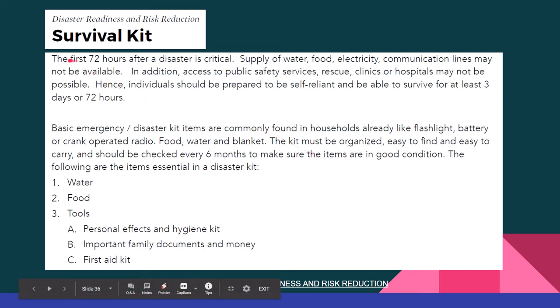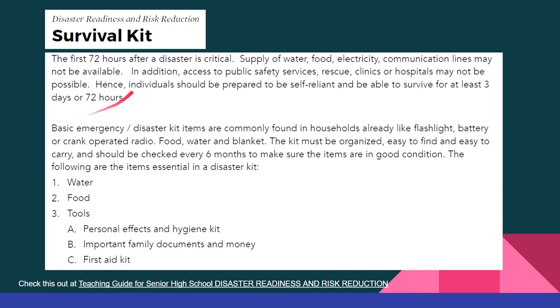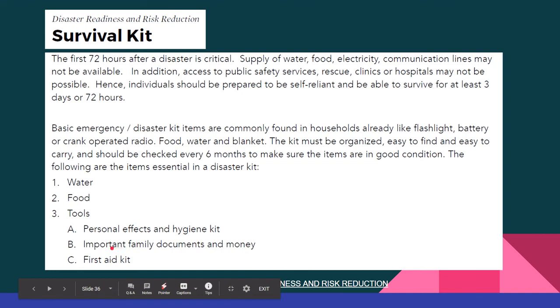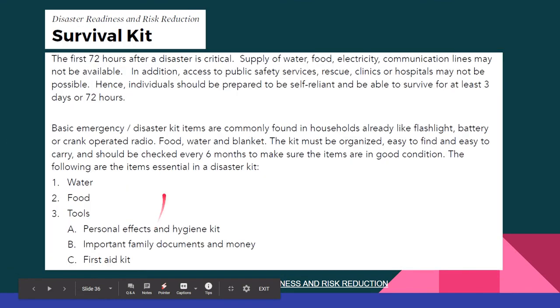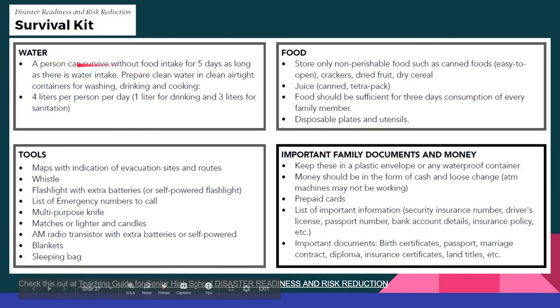They say that the first 72 hours after a disaster is critical, because food, water, electricity, and communication may not be available. Therefore, a survival kit per family must be present. That should let the family members survive for at least 3 days or 72 hours. So this includes food, water, blanket, tools, personal effects and hygiene kit, important family documents and money, and first aid kit. And in detail, these are the ones that we should take note of.